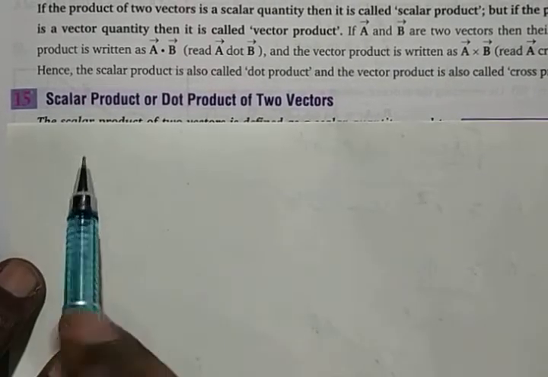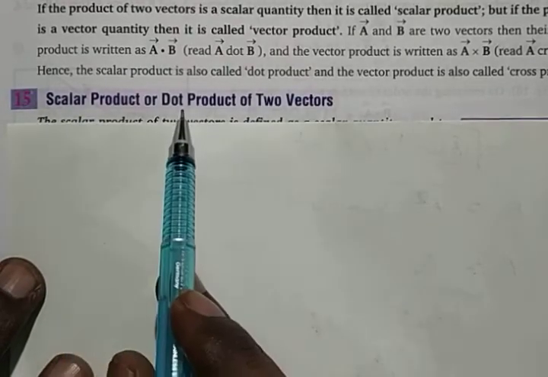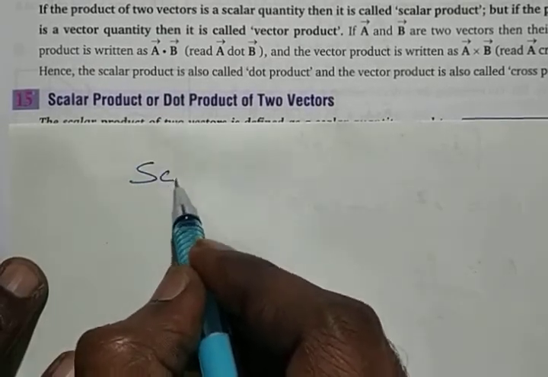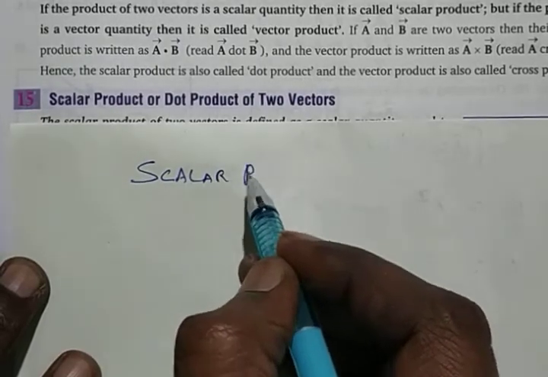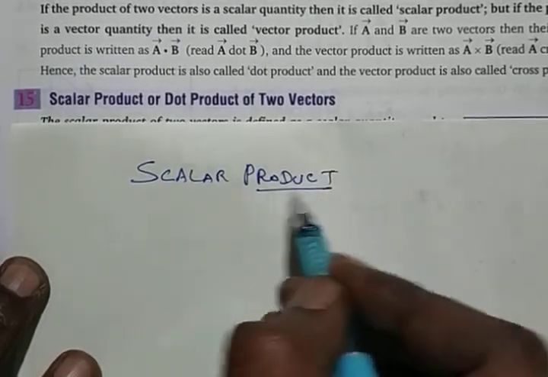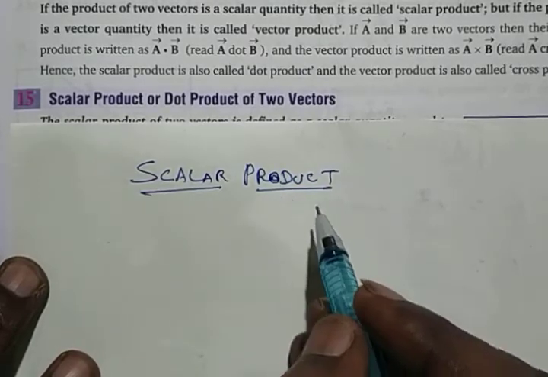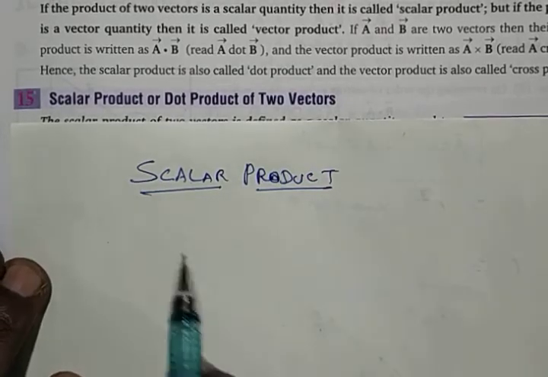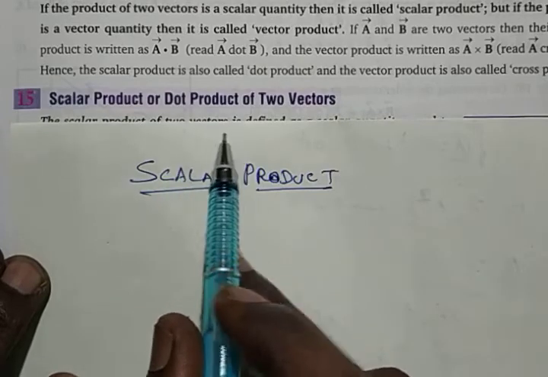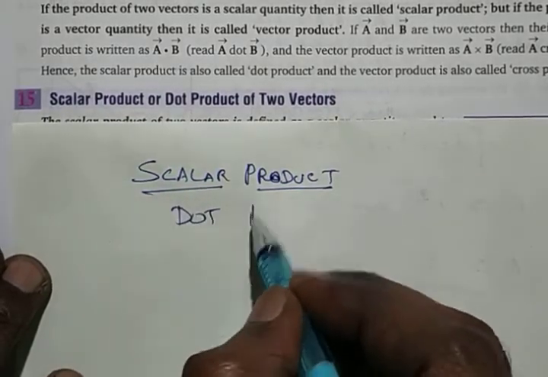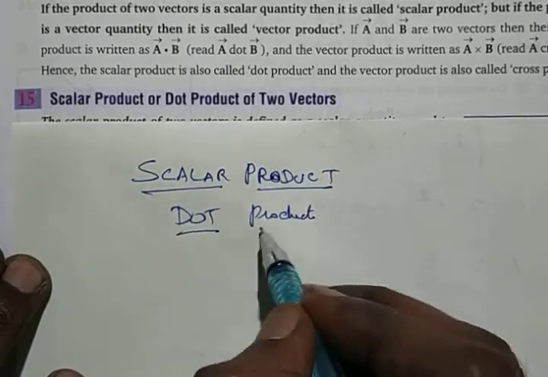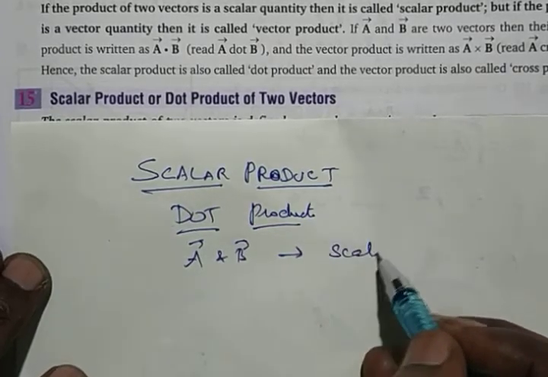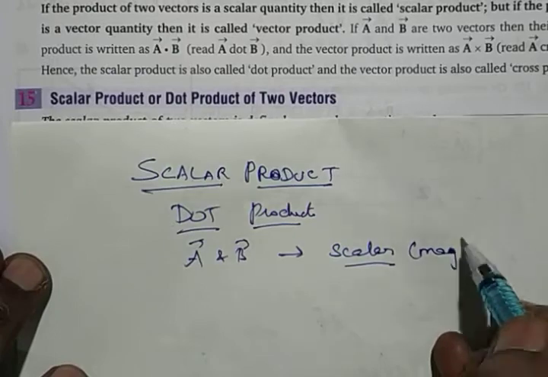Scalar product is also called the dot product of two vectors. You can write this as scalar product very big in your notebook, since it is highly possible to get missed out in your register. Scalar product, it is also called a dot product. So what is scalar product? When you multiply two vectors, A vector and B vector, you will get a scalar answer, a one-dimensional magnitude.